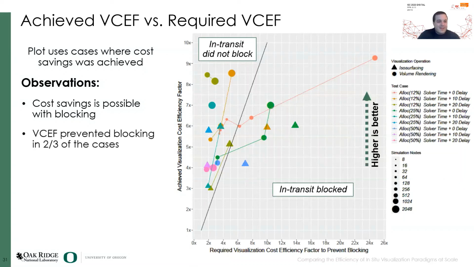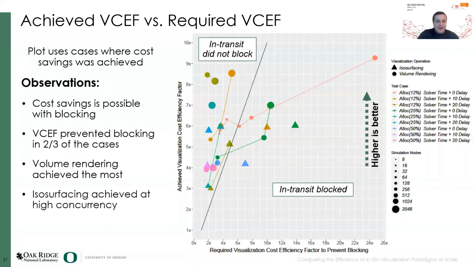Next, we see that VCEF prevented blocking in about 2/3 of our cases, which is quite high. Next, volume rendering achieved the most. So you can see most of the points here are volume rendering points. And then our isosurfacing started to achieve at high concurrency. So most of these isosurfacing results are up at our 16,384 process count cases.